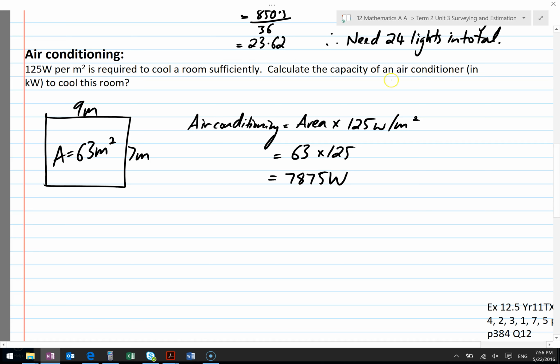Okay, make sure you read the question properly. It says in kilowatts. Kilo just means 1,000. So in the same way I would convert meters to kilometers, this will be 7.875 kilowatts. From here to here is just dividing by 1,000 to convert to kilowatts.